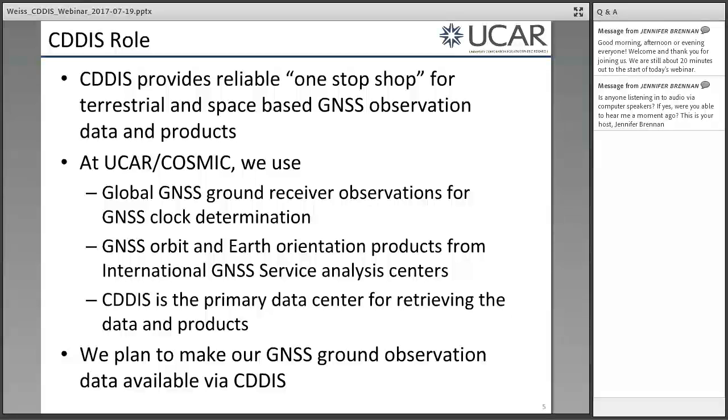which are provided by the member agencies of the International GNSS Service, via CDDIS, and so it's a great service to have. We'll talk at the end. We've been deploying some receivers as well in support of Cosmic 2, and sometime soon we hope to make some of those files available via CDDIS, so as to also contribute to the archive there.